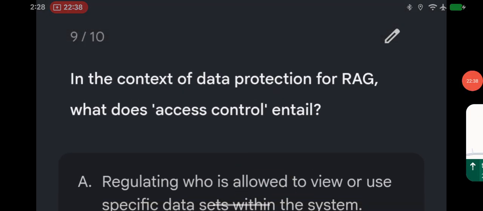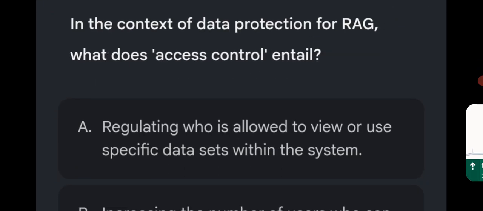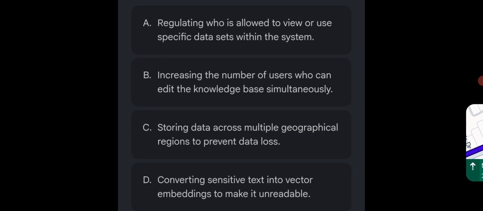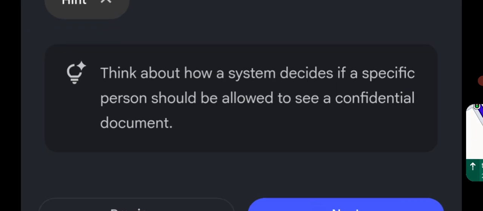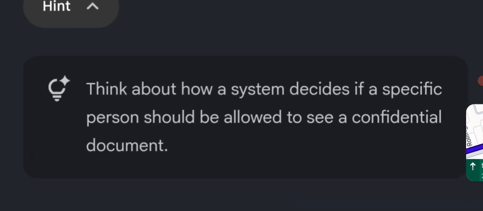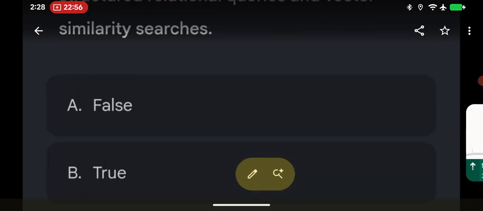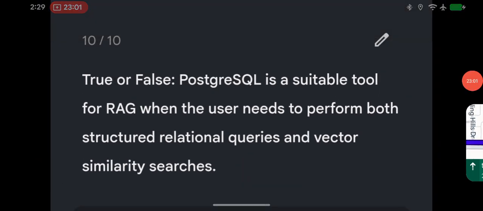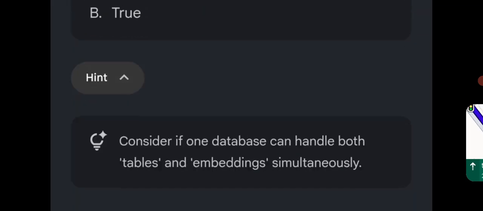Next question: in the context of data protection for RAG, what does access control entail? Here are the options, and here is the hint. Last question: PostgreSQL is a suitable tool for RAG when the user needs to perform both structured relational queries and vector similarity searches. Here is the hint.